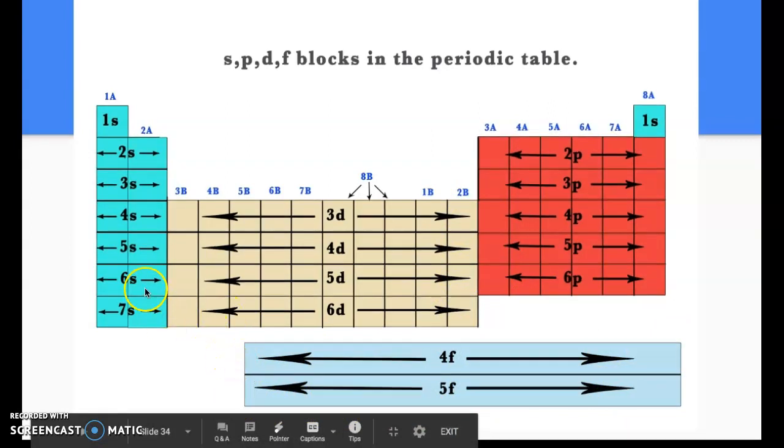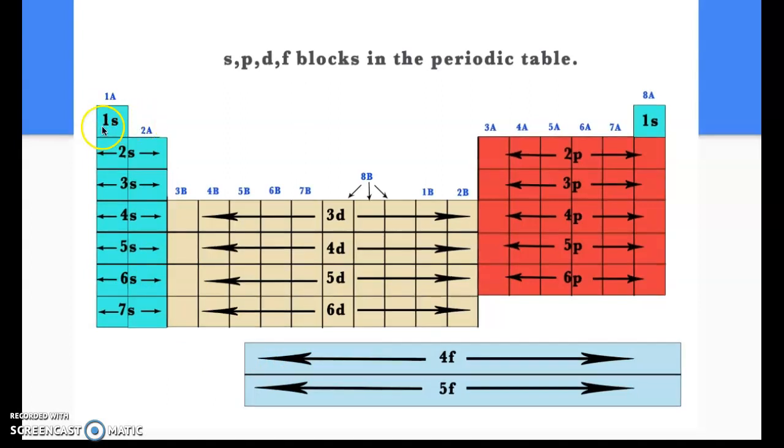Okay, so you probably want to label your periodic table accordingly. It would be good if you would label 1s, 2s, 3s, label all these things on your periodic table. You can always get another periodic table if you need one, but for electron configurations, this will help quite a bit.